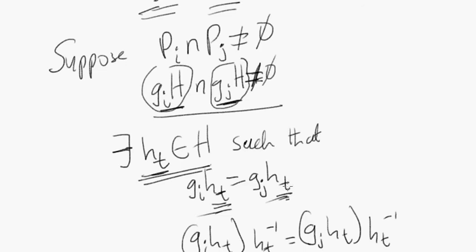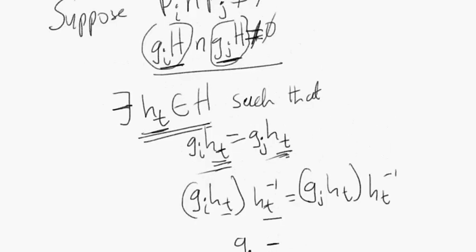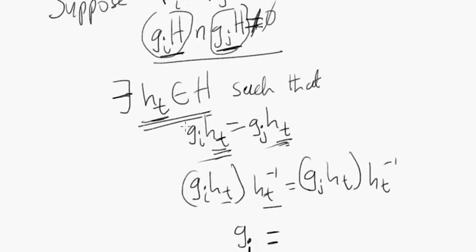Okay. Here's the problem. We've made some assumptions that are not necessarily true. All elements in GIH are of the form GI multiplied by some element of H. Let's first erase it. So that means that we could pick an element of GIH, maybe let's call it GI HS.